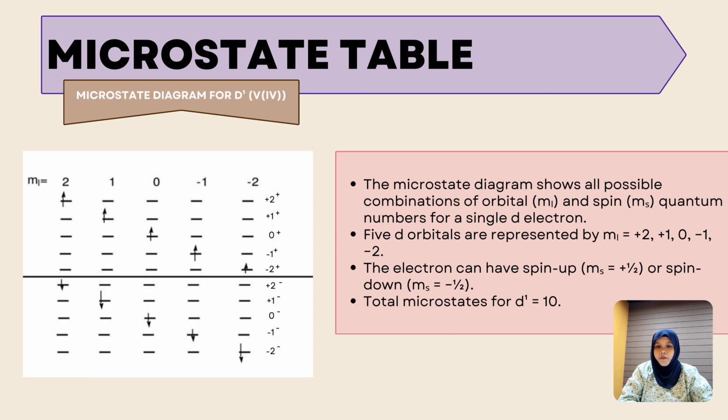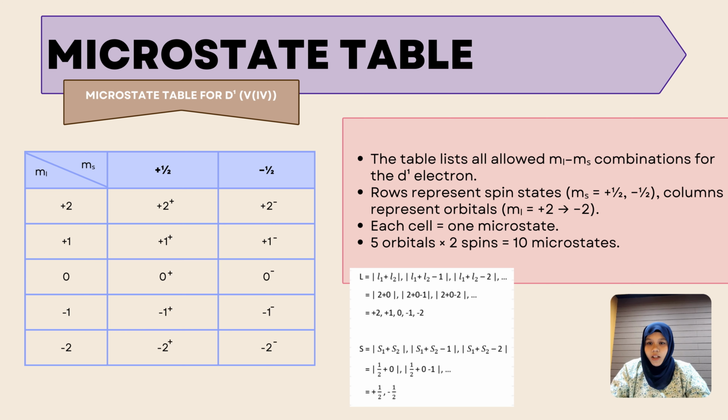For spin up, we will put a plus sign on the ml, which will be 2+, 1+, and so on with the others. It will be vice versa with spin down, where we put a negative sign. Based on the table, we will see all the allowed combinations of ml and ms for the d1 electron. The row represents the spin state, while the column represents the orbital angular momentum values. Each cell in the table represents 1 microstate, and so we will get a total of 10 microstates.